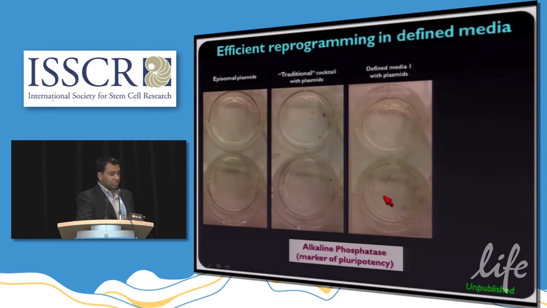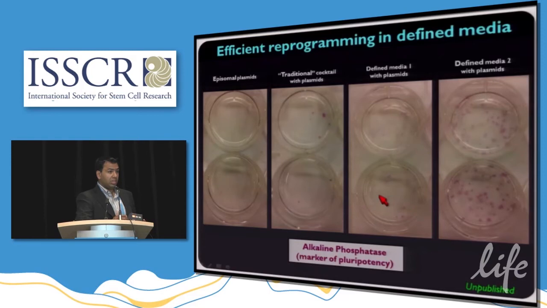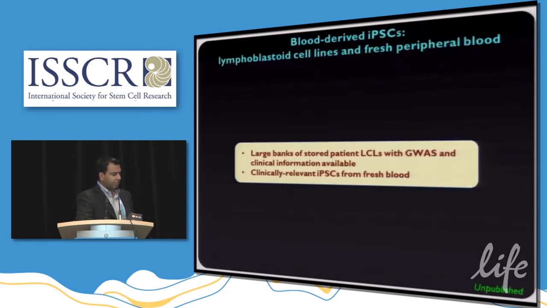But you can see that once we switched to this defined media and removed some specific signals for pathways, we were able to take this and reprogram them into iPS cells really efficiently, from just episomal plasmids to plasmids in the defined media. So media could just get them over the hump for making iPS cells efficiently.